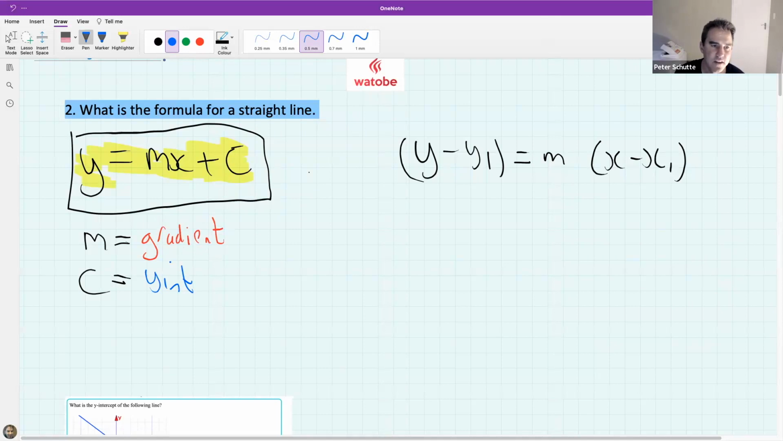Now, you'll notice that there is an M in this format. There's also an M, and this is the same gradient in this format over here. What is this Y1, X1 stuff? Who would like to share what they think that is?